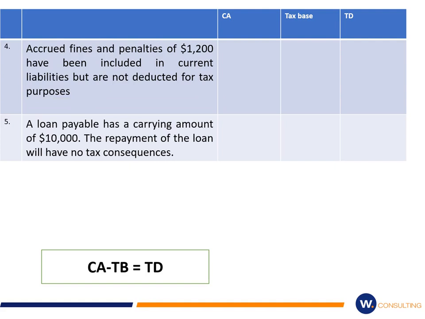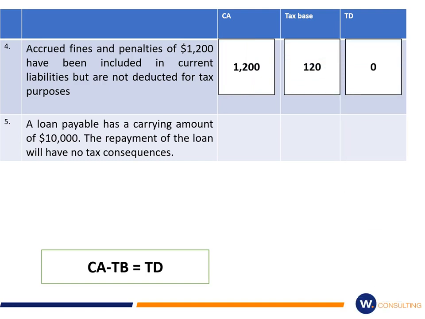Accrued fines and penalties of 1,200 have been included in current tax but are not deducted for tax purposes. I think for that we should be saying are not deductible. So it's 1,200 we've been given as our carrying amount. Our tax base, sorry, there's an error there. It should not be 120, it should be 1,200, because we are saying what is our tax base?